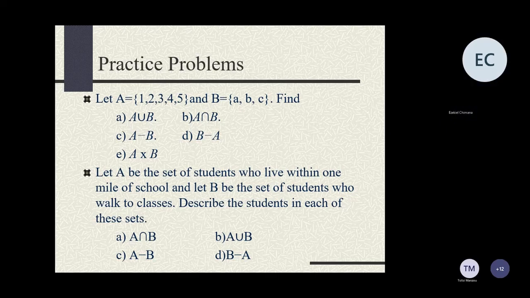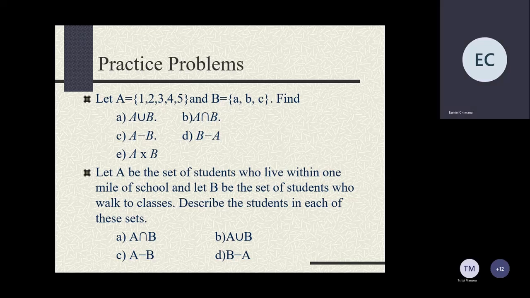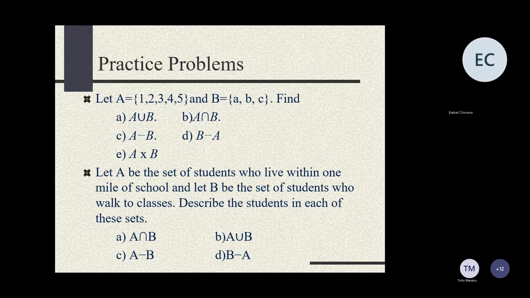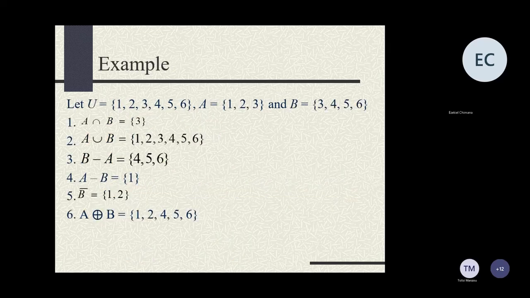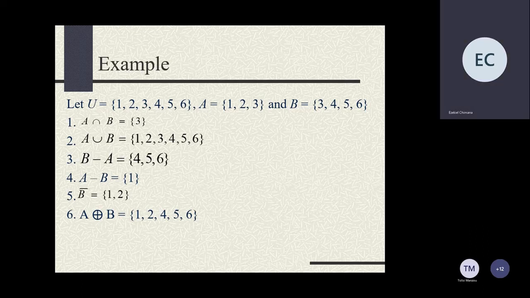Let's say you are given that A is 1, 2, 3, and B is 3, 4, 5, 6. Let's say the universal set has 7. So on number five, how about the set difference? You don't need to put a 7 because 7 is not part of A and not part of B. Okay.